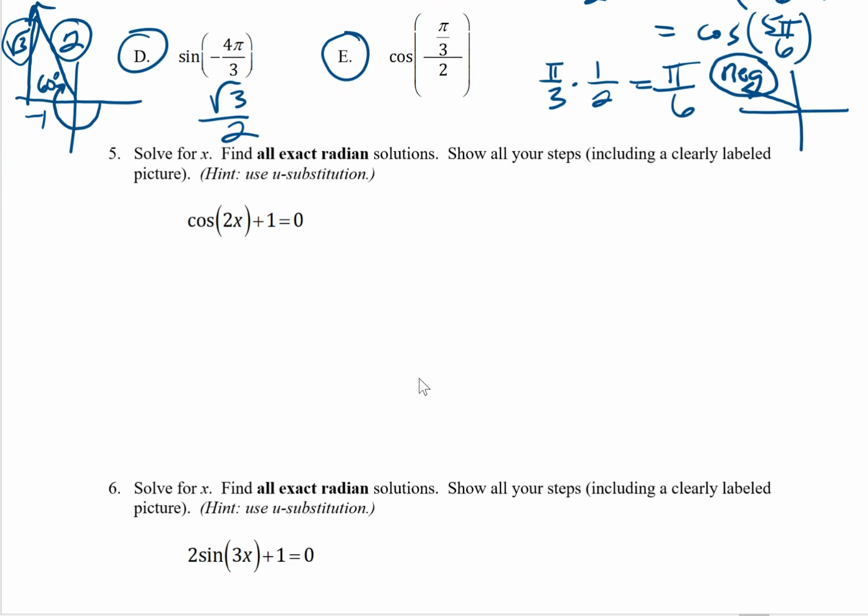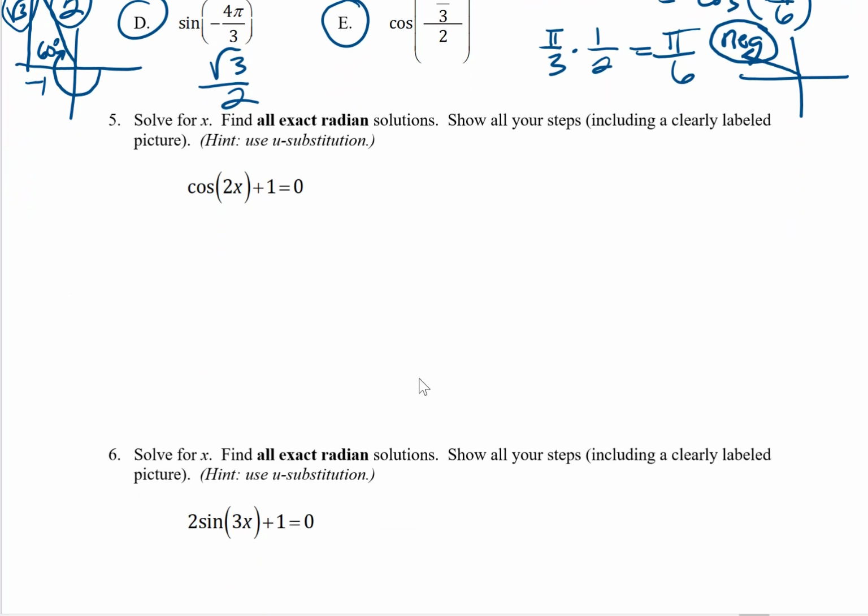Number 5 is another trig equation to solve. This time we'll make use of u substitution. So I'll move that 1 over to the other side by subtracting 1 from each side. And then I'll make this substitution u equals 2x. I always want to get a trig function, a single letter, an equal sign, and a number. Now I want to find all of the solutions for u within one period.